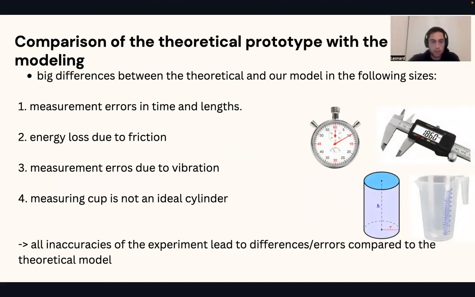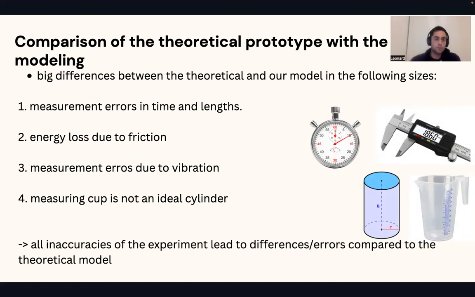Okay, thank you very much, Renata. So I will tell you about the comparison of the theoretical prototype with the modeling. So in general, you could say there are big differences between the theoretical model and the following exercises.